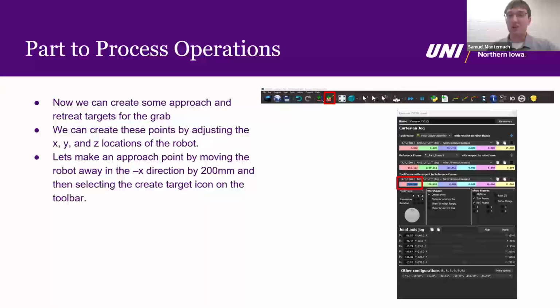So if you want, you can double click on the robot arm itself, and you'll get a pop-up window like you'll see on the bottom right image. Has all the options of how you're going to operate your robot. In this case, we're going to make an approach point by just moving our robot away in the -X direction. And you can set that to 200 millimeters, either by just typing in -200 into your dialog box or by simply using your scroll wheel.